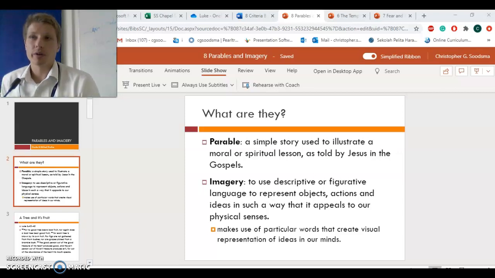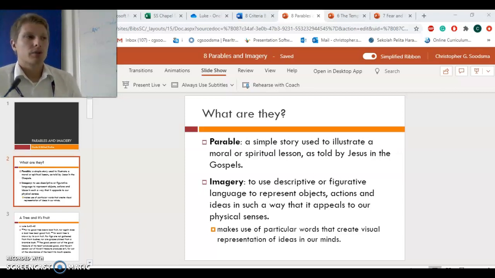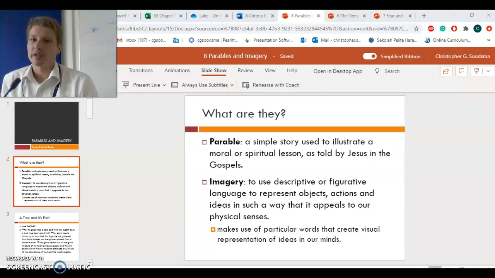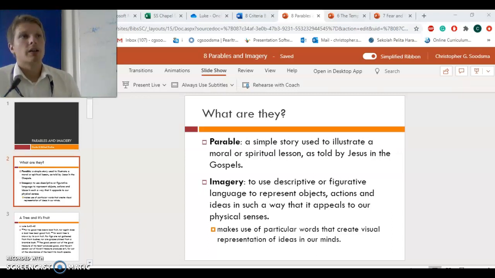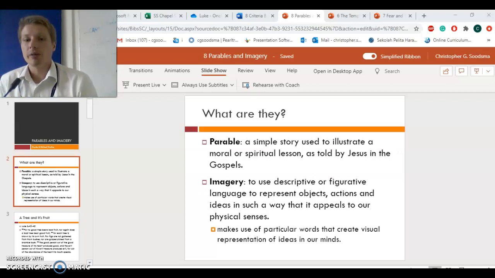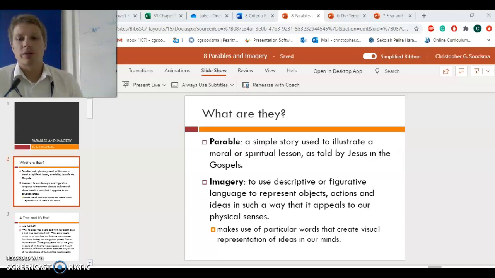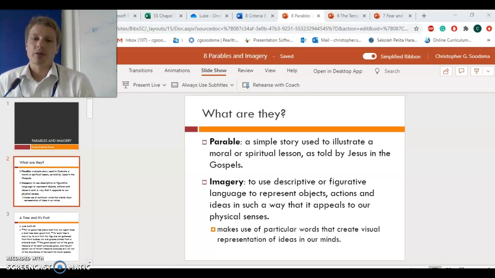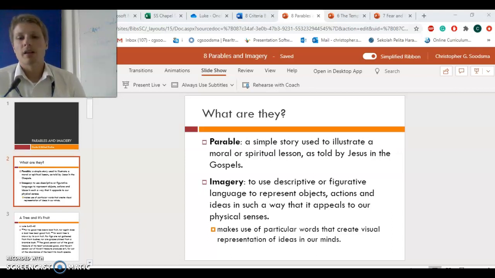Parables being the simple stories used by Jesus to teach or illustrate a moral or spiritual lesson, usually pointing to the kingdom of God. So using the kingdom of God is like. And so he uses imagery. These are descriptive figures, language to represent objects, actions, to appeal to physical senses.